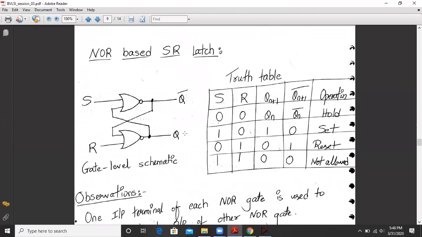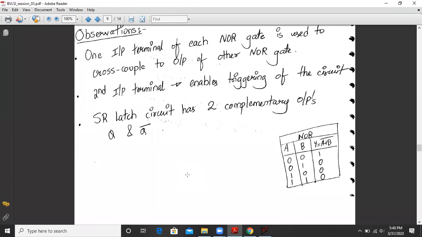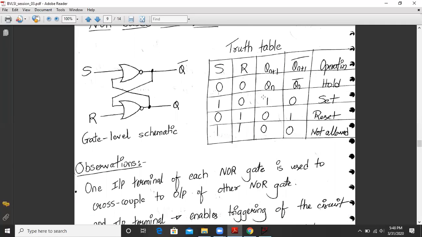So in this case, let us check the second combination. If my Q is 1, my Q goes here and my S is also 1. So what is the output of this Q bar? The Q bar becomes 0. Now Q bar becoming 0 goes over here and my R is also 0. So when it is 0, 0, I get Q as 1. So hence I get Q as 1 over here. This condition is called the set condition in an SR flip-flop.